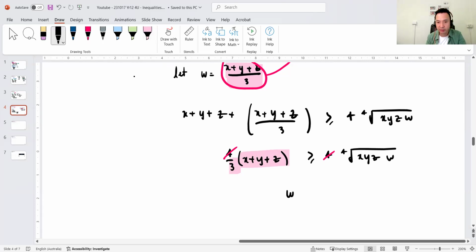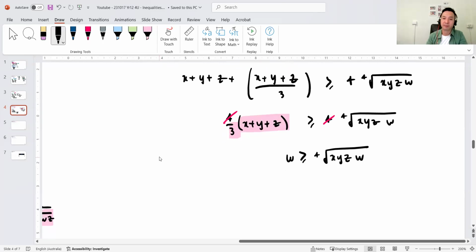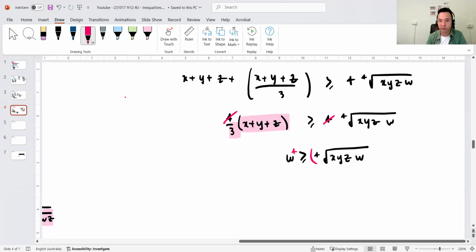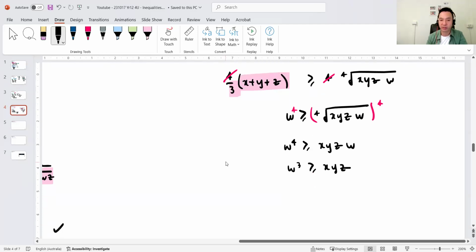So I'll put w back in now. Just makes my algebra a little bit easier. x, y, z, w. Fourth power both sides, the power of 4 both sides, to get rid of the fourth root. So I get w to the power of 4 greater than or equal to x, y, z, w. Divide w over, w cubed, and then cube root both sides.